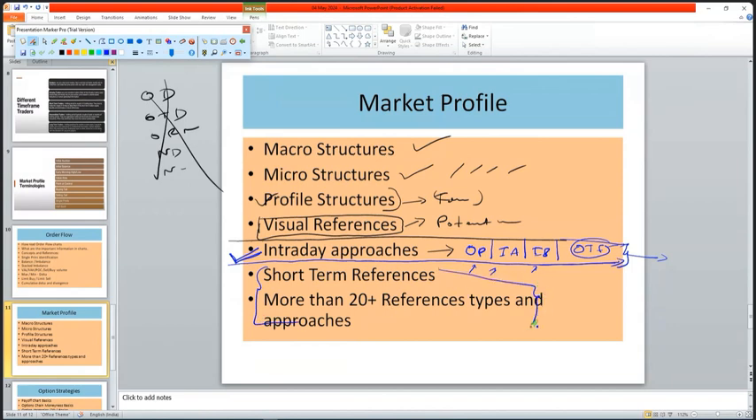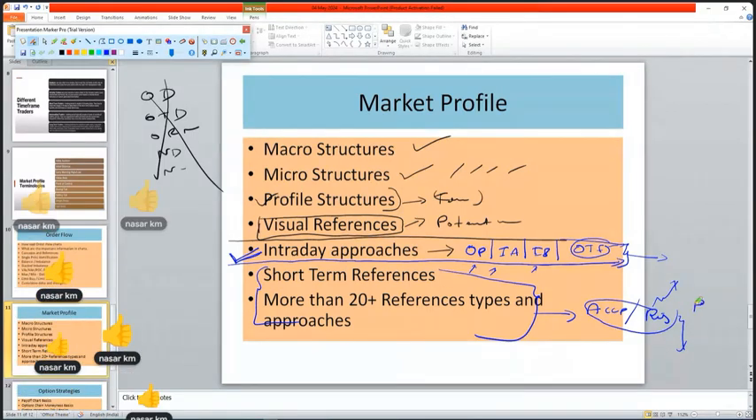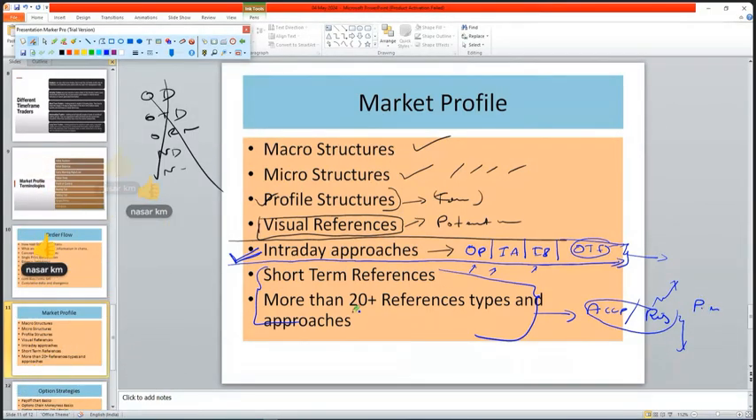All the short-term references: how to handle them in the market, whether these references are properly accepted or rejected, whether I can follow them or not, and how I protect my money. These are all different references.